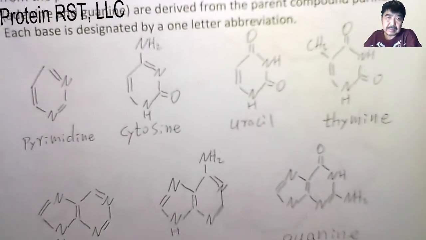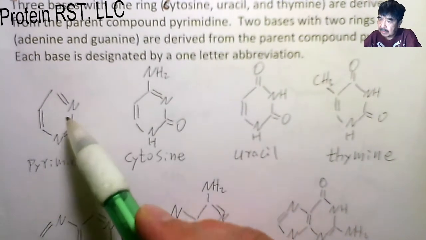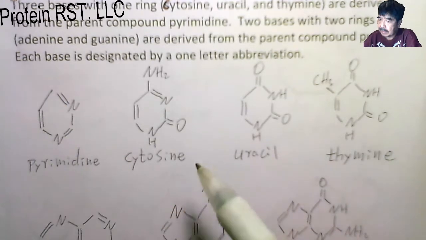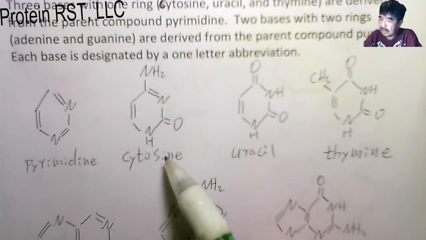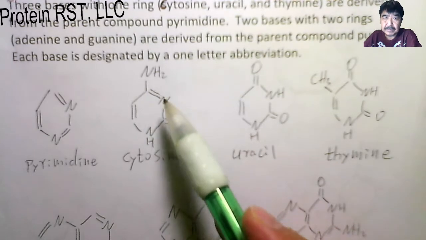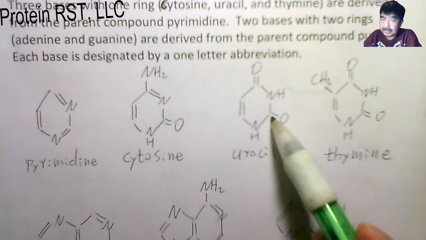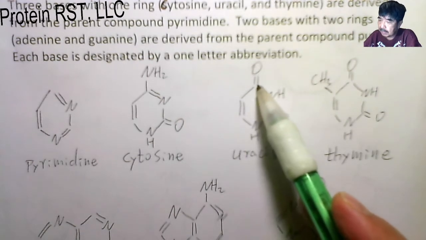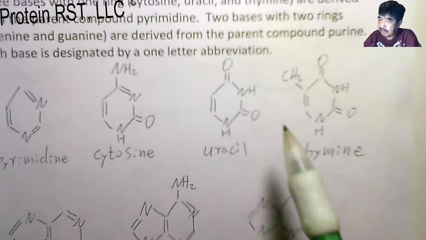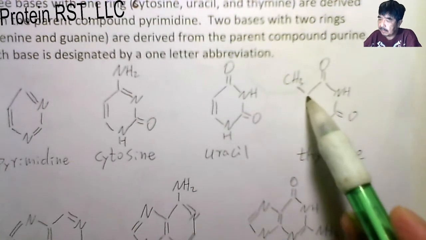Let's take a look at those structures. Pyrimidine is here, a 6-membered ring, 1, 2, 3, 4, 5, 6. Cytosine has a carbonyl group at the C2 position and an amino group at the C4 position. Uracil has a carbonyl group at the C2 and another carbonyl group at the C4. Thymine is different from uracil by having a methyl group at the C5. This is C5 here.